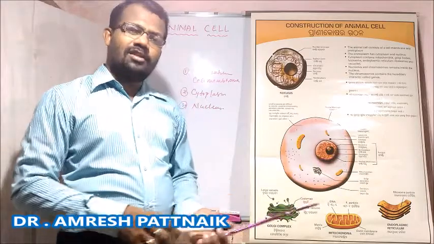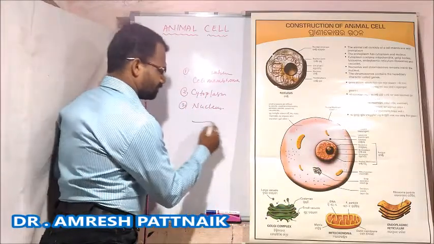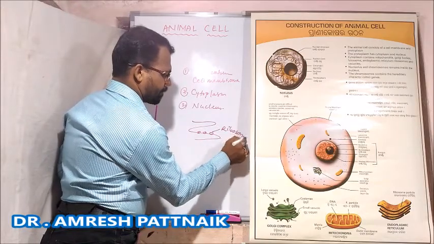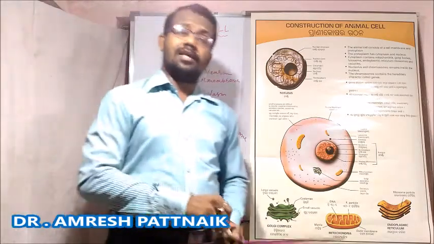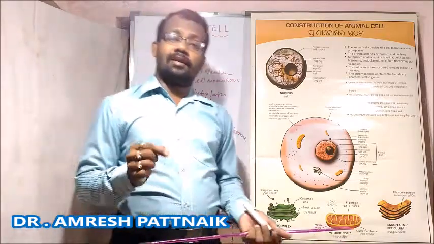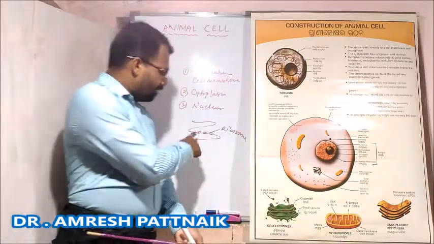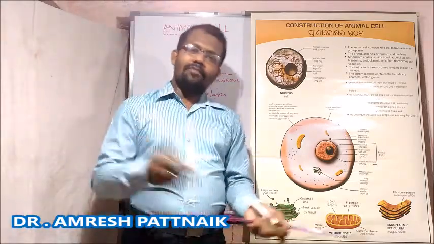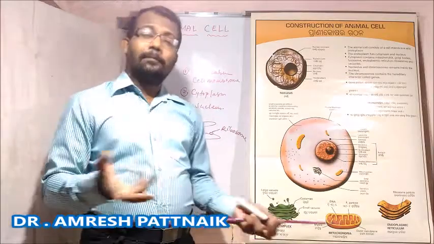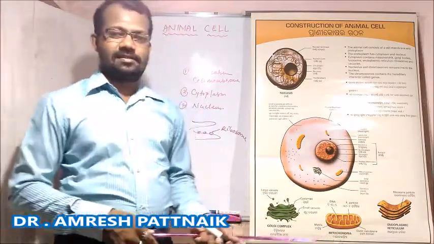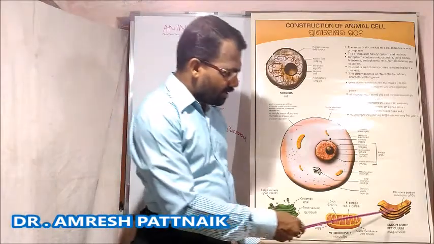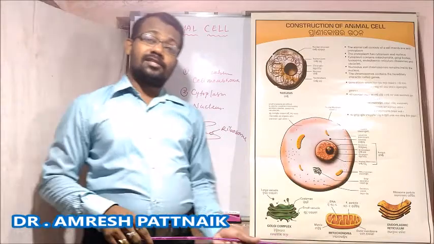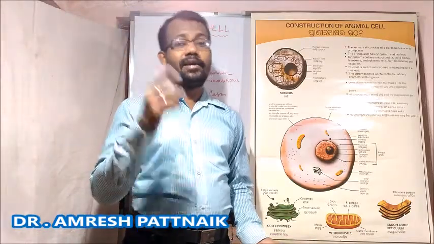Why? Because in rough endoplasmic reticulum, you will find ribosomes. As ribosomes are there, it gives a rough appearance. Its rough appearance and the presence of ribosomes are meant for protein synthesis. Next, if you find no dotted structure and the structure is plain, that we can say is smooth endoplasmic reticulum.